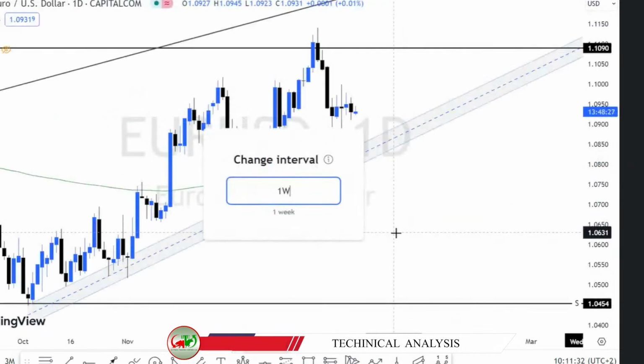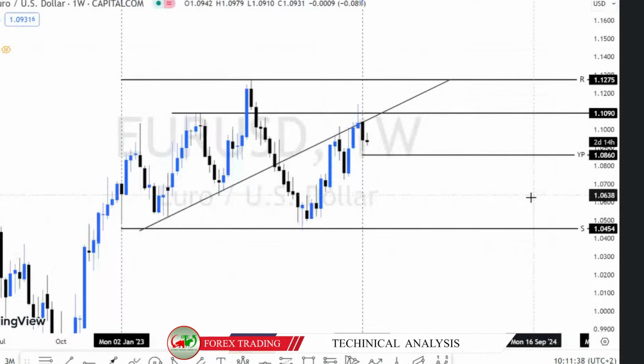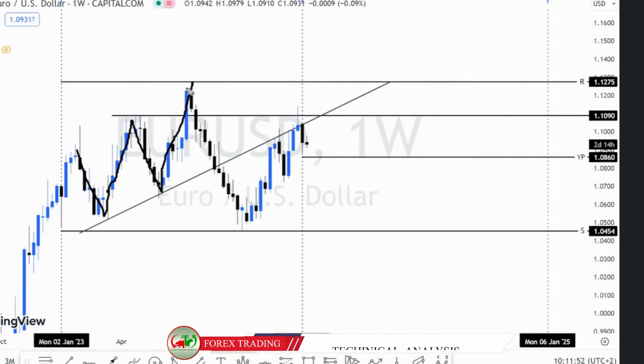Of course, the next pair which moves opposite the dollar index is the EUR/USD. EUR/USD started the year being bullish, where it was making this series of higher highs and higher lows, and this trend line was acting as a support. Unfortunately, in mid-July, August, the price managed to break this trend line and made a lower low. You can see that the price is now testing this broken trend line, which was acting like a support.